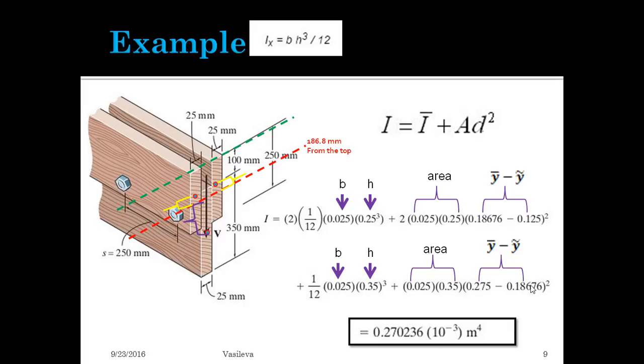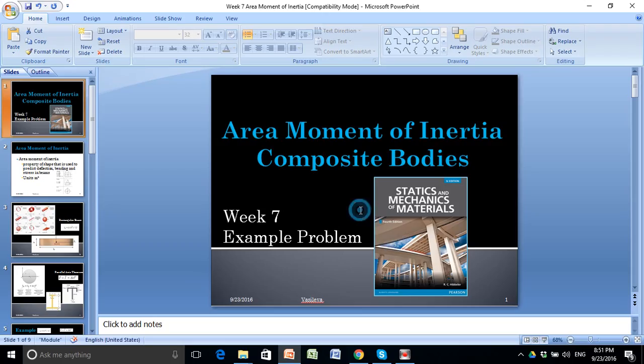And it's pretty straightforward. Just make sure that you're accounting for the correct distances. Whenever you're trying to find d squared, make sure you know what you're looking for. It's the overall neutral axis to the neutral axis of the component that you're looking at. And that's it.